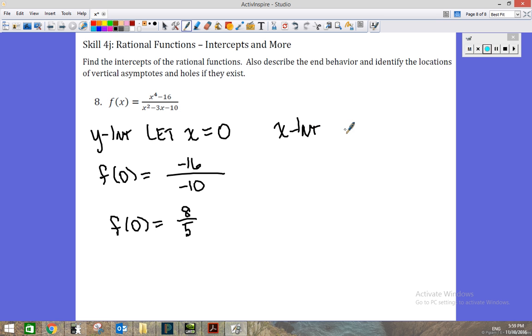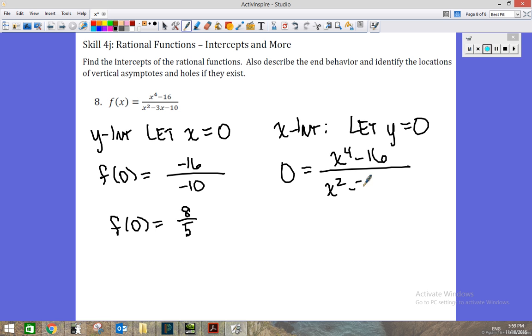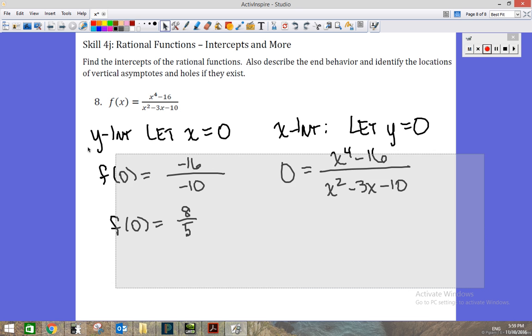For my x-intercepts, let's let y equal 0, which is the output of the function. So if a fraction reduces to 0, it'll be because of the numerator. However, we want to be careful and not say that a hole in the graph is an x-intercept, so we have to be concerned about division by 0.